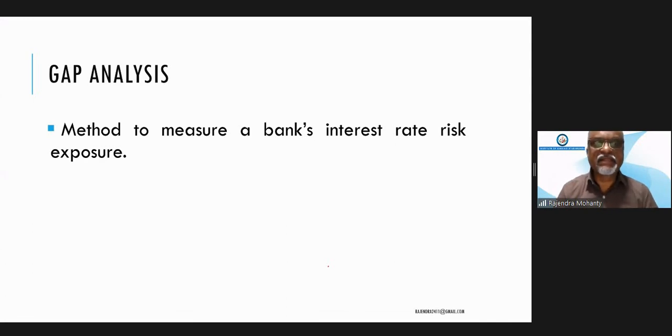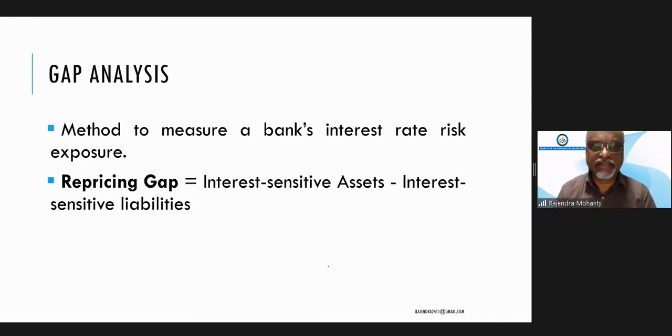So gap analysis is the method to measure a bank's interest rate risk. First you have to find the repricing gap, which is interest sensitive assets minus interest sensitive liabilities. It is about the amount, the quantum, of the asset and liability. It is not about the rate of interest. So gap equals that amount. 300 is the asset, 200 is the liability, so 100 is our gap.